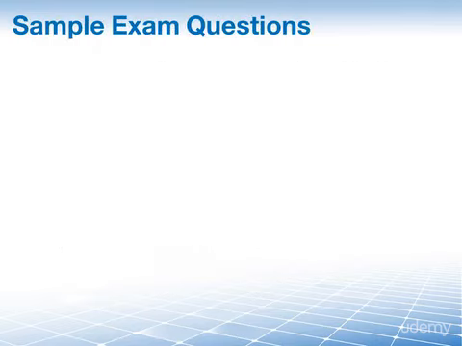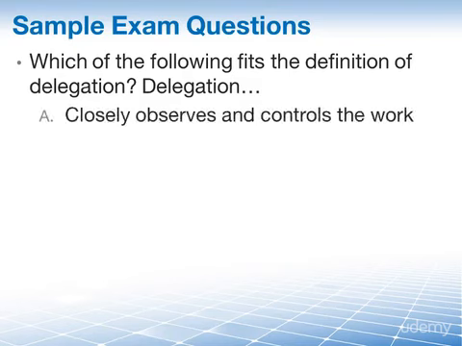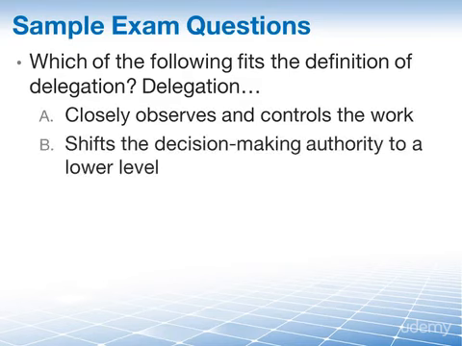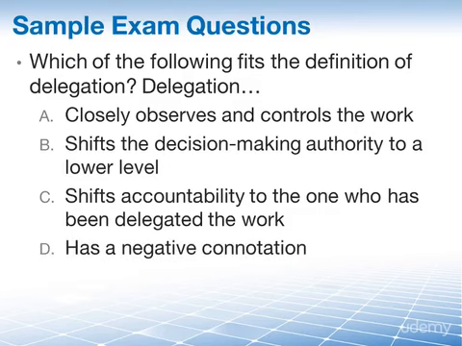And here is a sample question that you may find in a book or in an online PMP exam simulator. Which of the following fits the definition of delegation? Delegation is A. Closely observes and controls the work. Is it B. It shifts the decision-making authority to a lower level? Is it C. It shifts accountability to the one who has been delegated the work? Or is it D. It has negative connotations? I'll give you a few seconds again for this one.